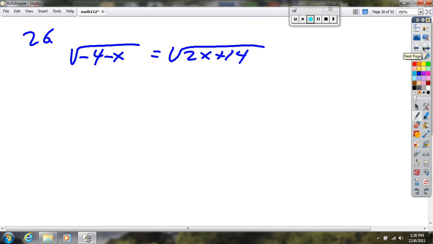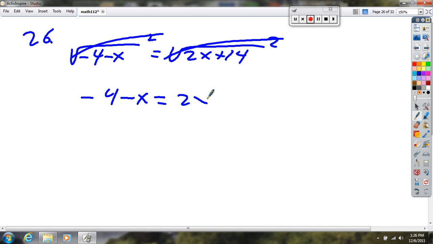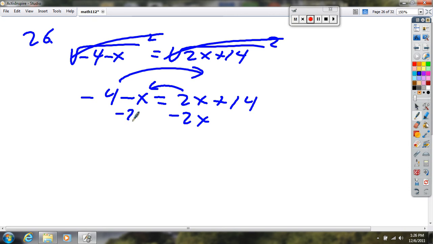Number 26. Again, 2 radicals, 1 on each side, square both of them. Square and the square roots cancel. I have negative 4 minus x equals 2x plus 14. I'm going to move the 2x over. I'm going to move the 4 over. To get rid of the 2x, I go minus 2x, minus 2x. To move the 4, I go plus 4, plus 4.